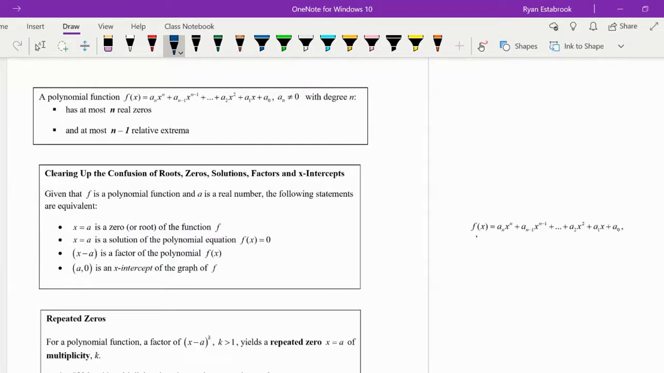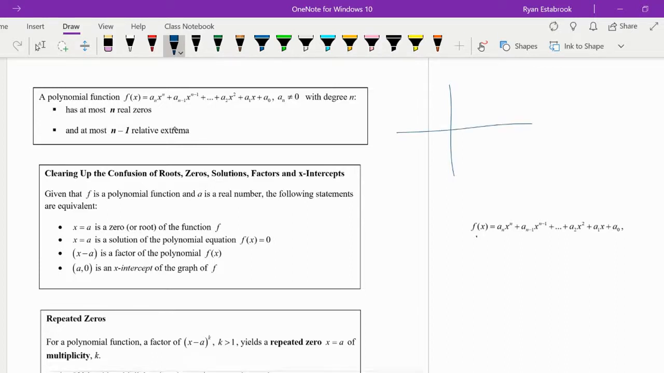Details about these polynomials. If you have a polynomial with degree n, and it's in standard form, so I have it listed first, then you have at most n real zeros. In other words, if you plug a value in for all of the x's and you evaluate it, you get a value of 0. And then you also have at most n minus 1 relative extrema. And that goes back to the turning points that I talked about earlier.